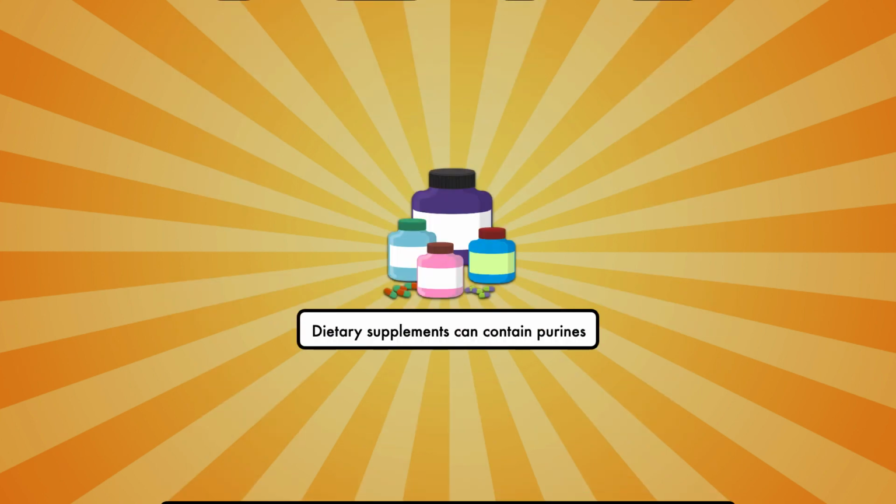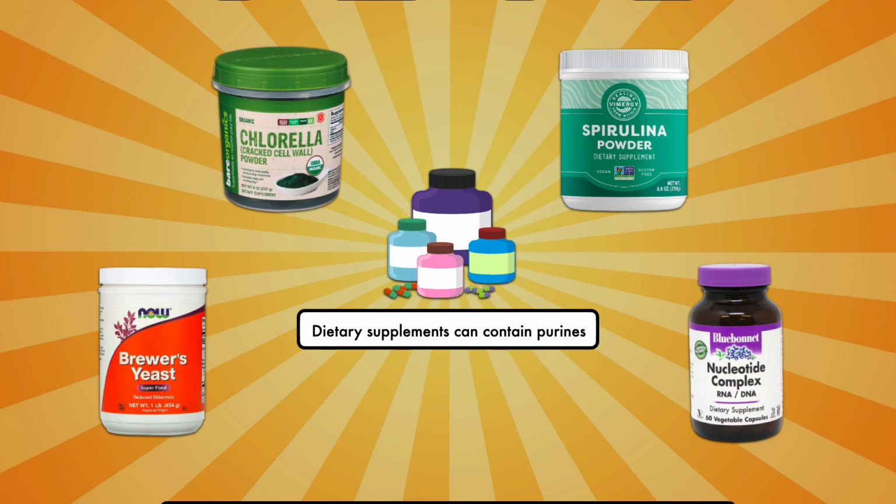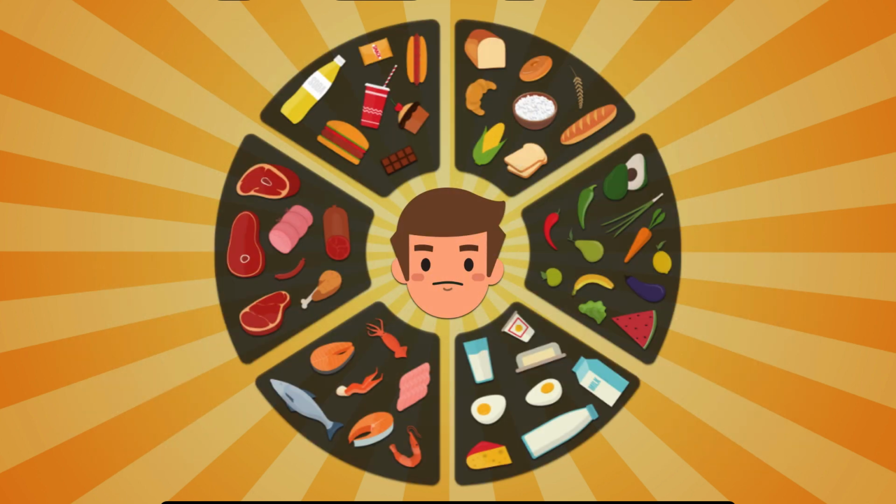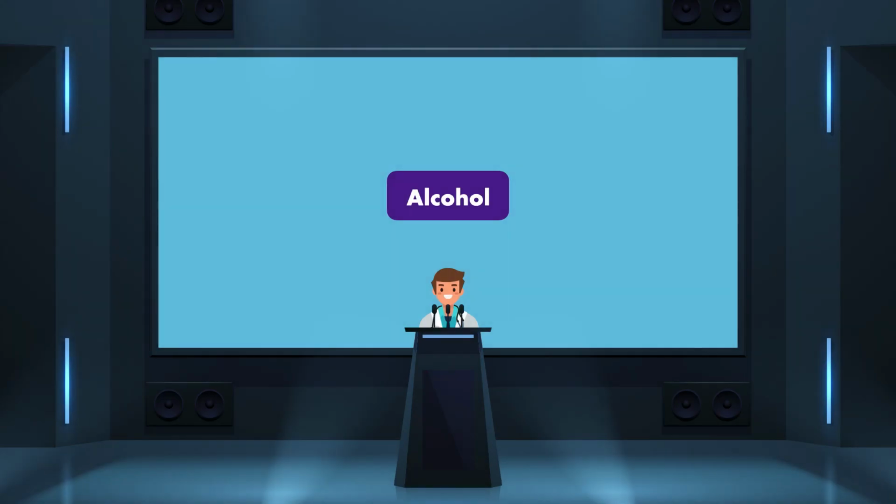In addition to foods and beverages, dietary supplements can contain purines. Examples of supplements that have been found to be high in purines are brewer's yeast, chlorella, spirulina, and DNA and RNA. Despite all of these examples, I'd say there's limited data available for the purine content of foods, beverages, and dietary supplements. Alcohol is one source of purines that requires closer examination.